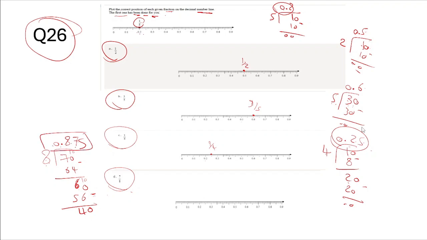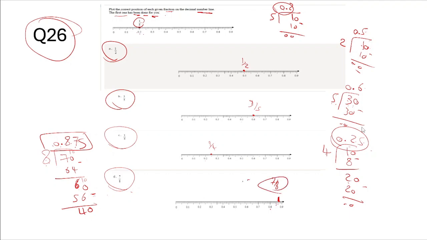So here I have 0.8. Okay. And this 1, 2, 3, 4, 5, 0, 0.85, 86, 87, and between them we'll put the point here. So this is for 7 over 8.